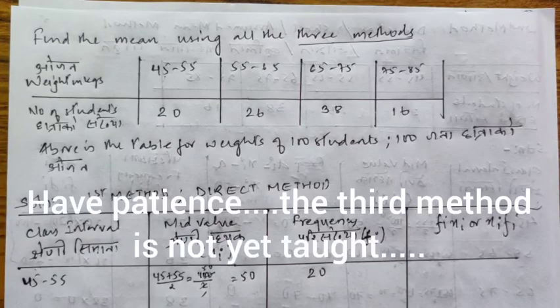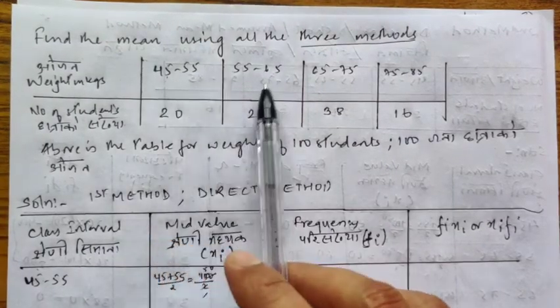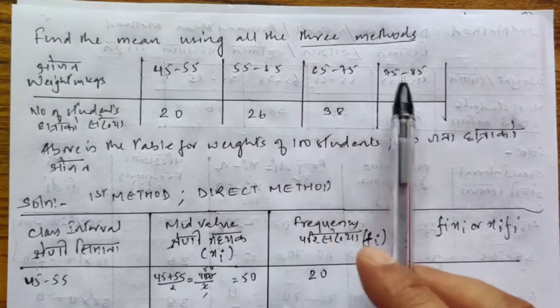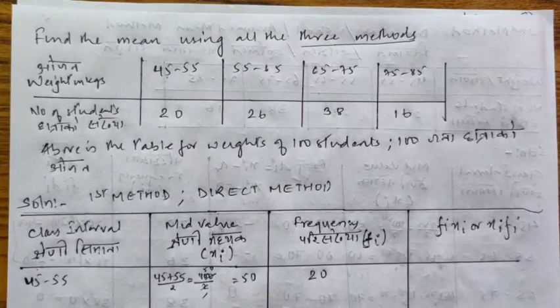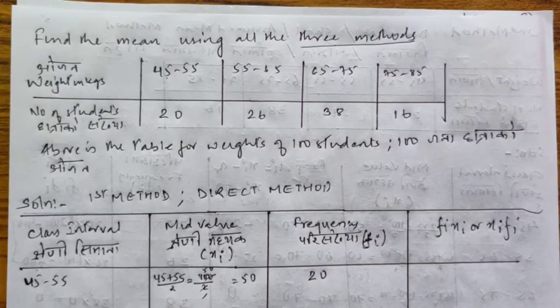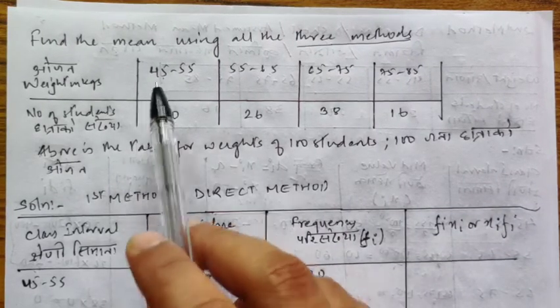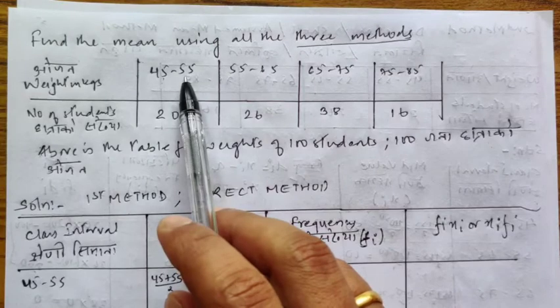Okay, people, so now let's find mean using all the three methods for class interval type. What is a class interval? Can you see this? 45 to 55, 55 to 65, 65 to 75, 75 to 85. These are called class intervals. So this is the third type also, we could say. We have three methods. The third method I have not taught, and this is the third variety, where we have intervals. So this is called the lower limit and this is called the upper limit.